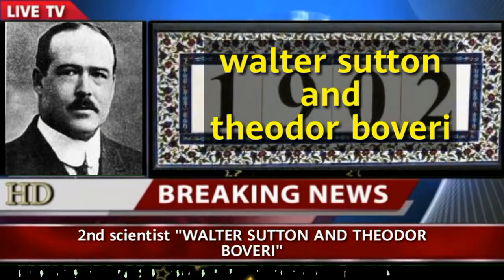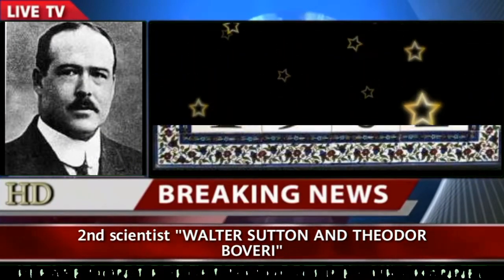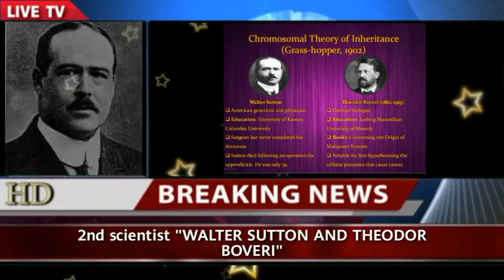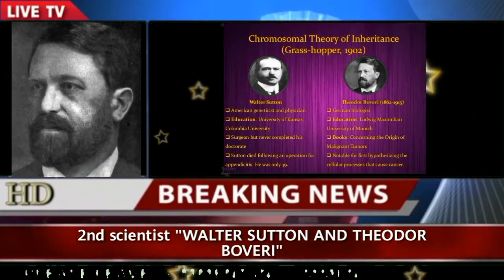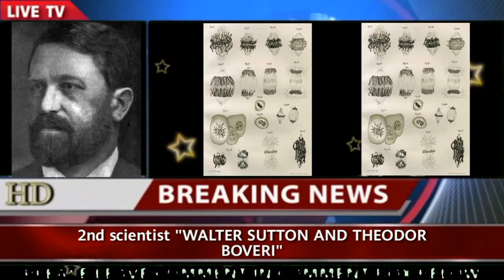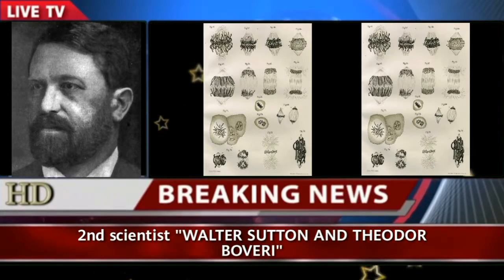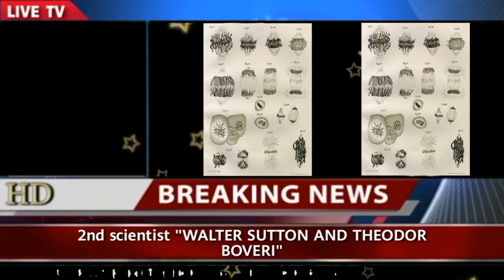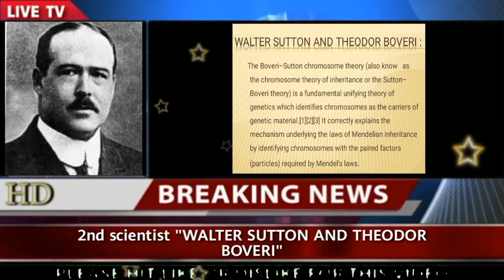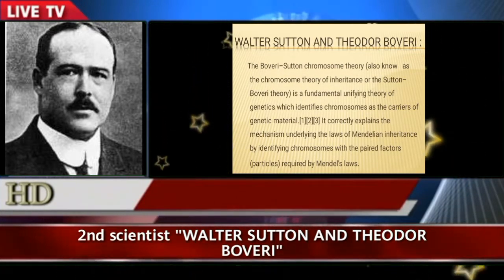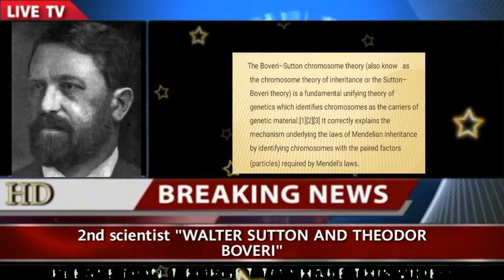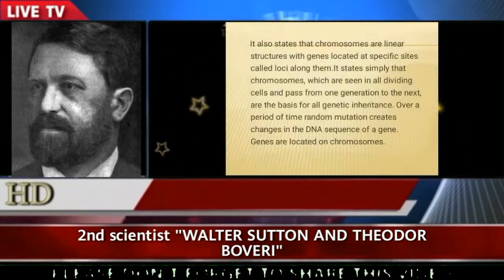Walter Sutton and Theodore Boveri. The Boveri-Sutton chromosome theory, also known as the chromosome theory of inheritance or the Sutton-Boveri theory, is a fundamental unifying theory of genetics which identifies chromosomes as the carriers of genetic material. It correctly explains the mechanism underlying the laws of Mendelian inheritance by identifying chromosomes with the paired factors or particles required by Mendel's laws. It also states that chromosomes are linear structures with genes located at specific sites called loci along them. It states simply that chromosomes, which are seen in all dividing cells and pass from one generation to the next, are the basis for all genetic inheritance.